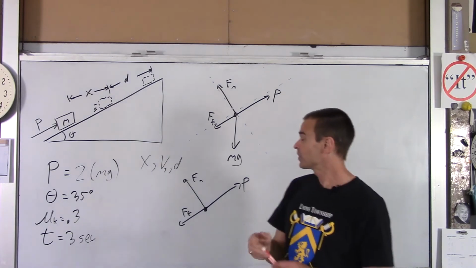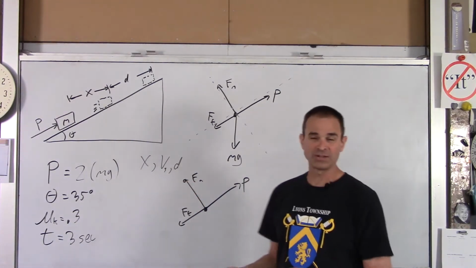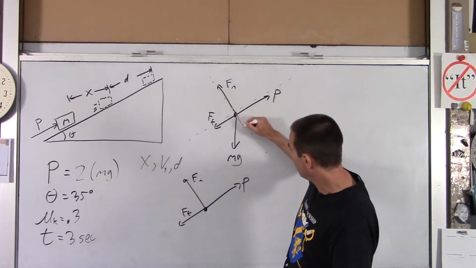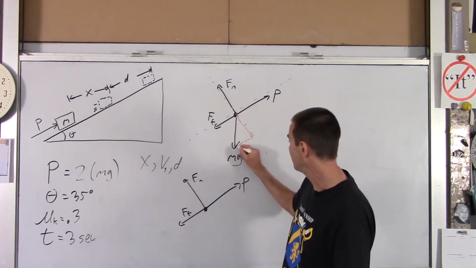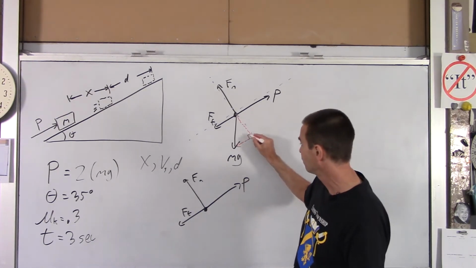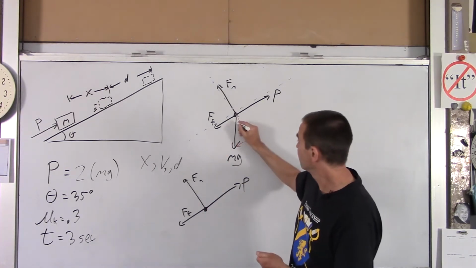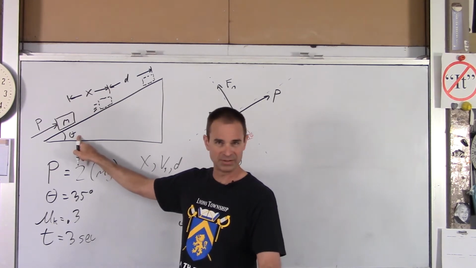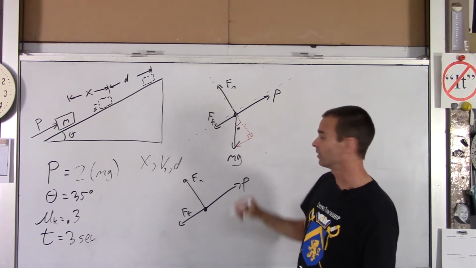Now, if you're at LT and you're in class, your teacher showed you how to do this. I'll just do a quick refresher. You've got a component of mg that's perpendicular to the incline and a component of mg that's parallel to the incline. There's a little right triangle for you. This angle here is congruent to that angle there. If you want the geometry, come on in and we'll show you that. But this angle and this angle are the same.